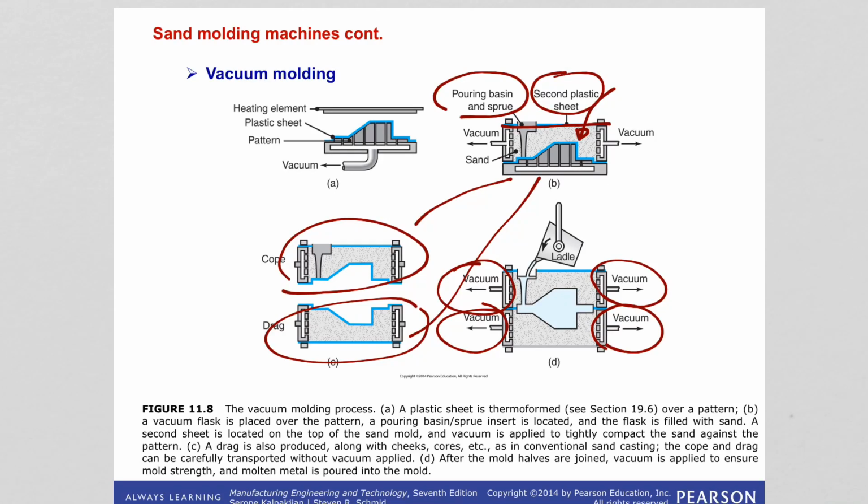The vacuum molding does not require a draft in the part, and it is economical because of low tooling costs, long pattern life, and absence of binders in the sand, which means the sand can be reused over and over again. Over and over again means you damage it to remove the part, but then you can reuse it to make the mold.